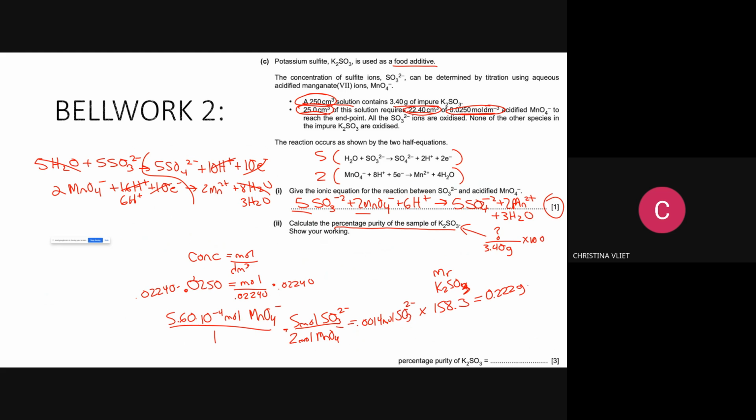So I should have 10 times the amount of grams. How Cambridge always writes it in their mark schemes is they write 25 on the bottom and 250 on the top, basically saying that this is how much we have and we need to go back to how much was in 250. So it's 10 times the amount. So we should have 10 times the amount of grams. So we actually have 2.22 grams.